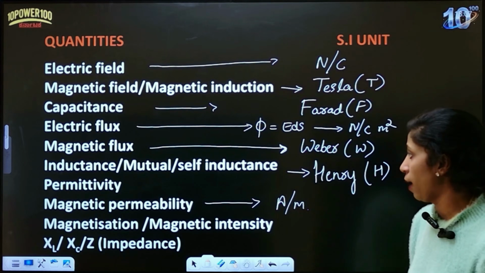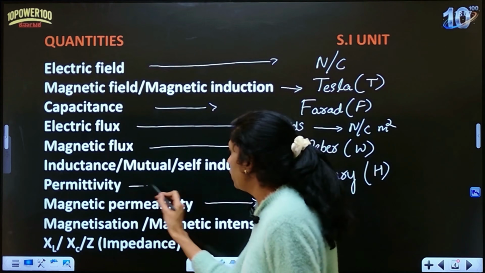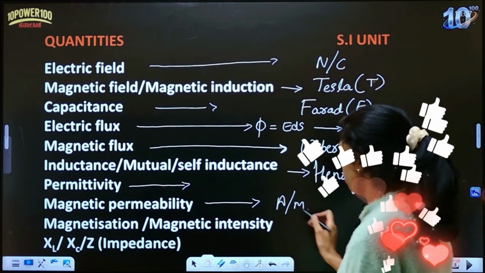Okay, so that is the magnetic permeability. Sorry, I missed permittivity also. Sorry, one minute.